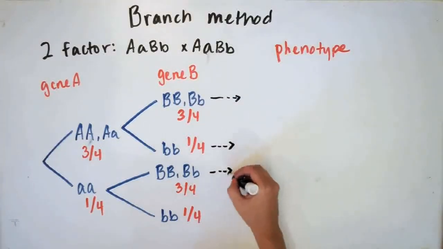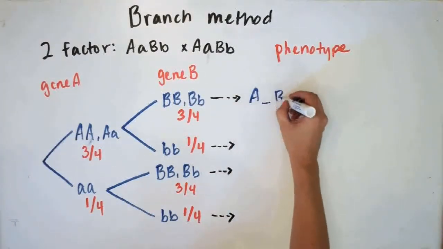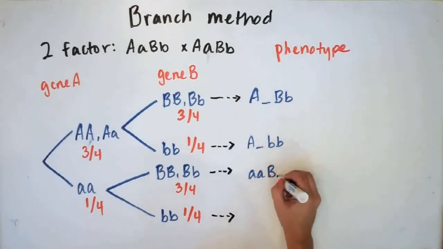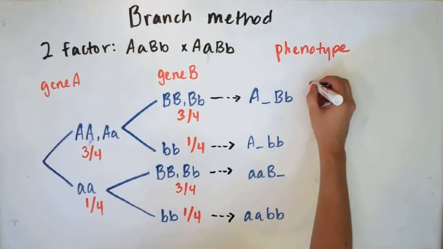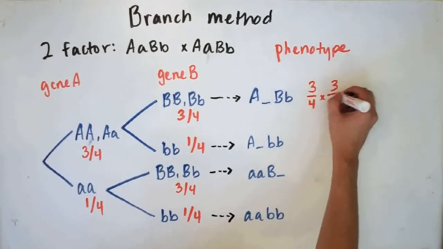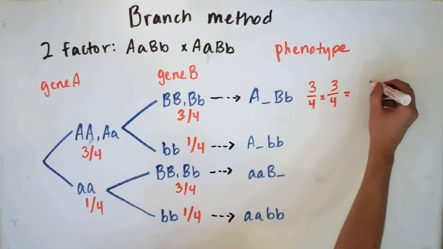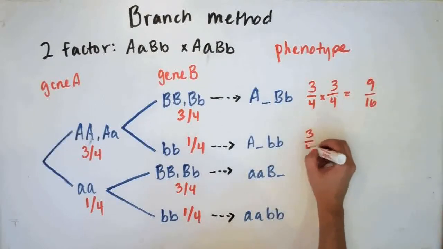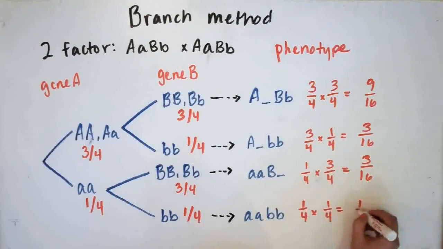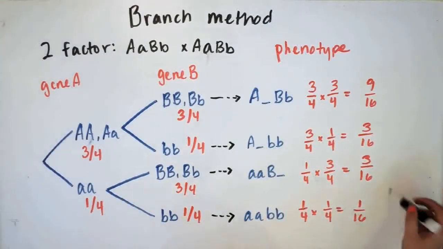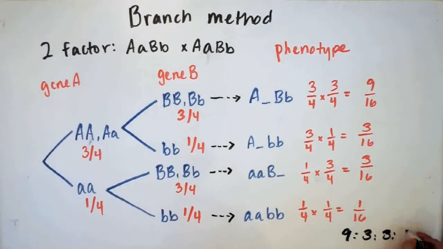Therefore, you can calculate the probability of the combined outcomes by multiplying the probability of the individual outcomes. So the probability that there will be at least one dominant allele for both genes is 3/4 multiplied by 3/4, or 9/16. The other probabilities are 3/16, 3/16, and 1/16. Note, this is the same ratio we obtained with the Punnett square.